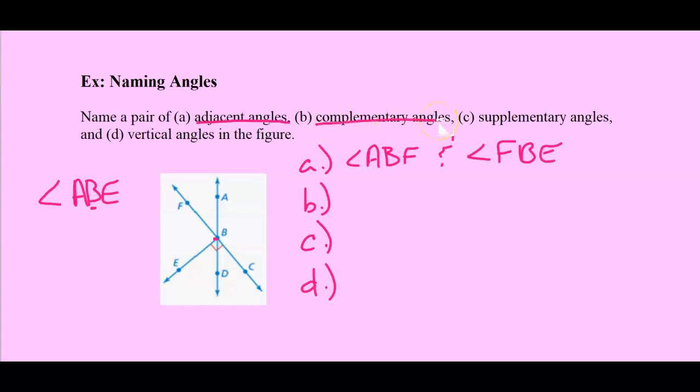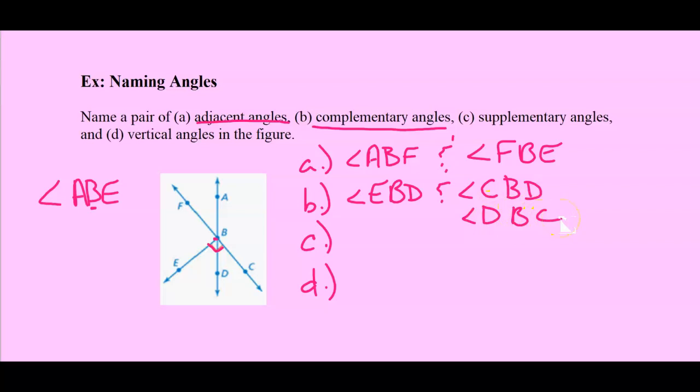Complementary angles. Angles that add up to 90 degrees. We see a right angle right here. So that informs us that our pair of complementary angles are angle EBD and angle CBD. We could also call this angle DBC. It doesn't matter as long as D, B, and C are the 3 letters with B in the middle. Okay? So we're talking about DBC and EBD, these 2 angles.